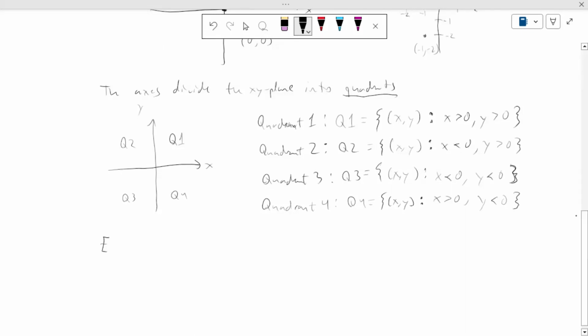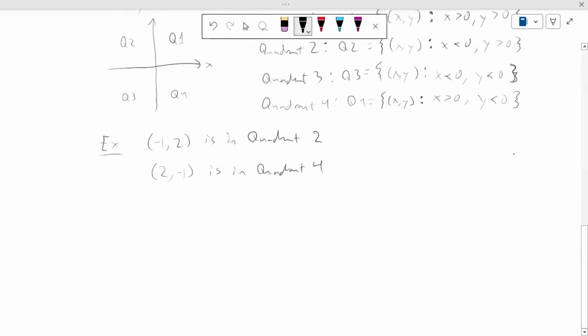For example, let's say the point -1, 2. That has a negative x coordinate and a positive y coordinate, so this is in quadrant 2. And the point 2, -1 has a positive x coordinate and a negative y coordinate, so this is in quadrant 4. We'll refer to the quadrants at times. Like I said, it is super important in trigonometry. So that's a bunch of definitions.